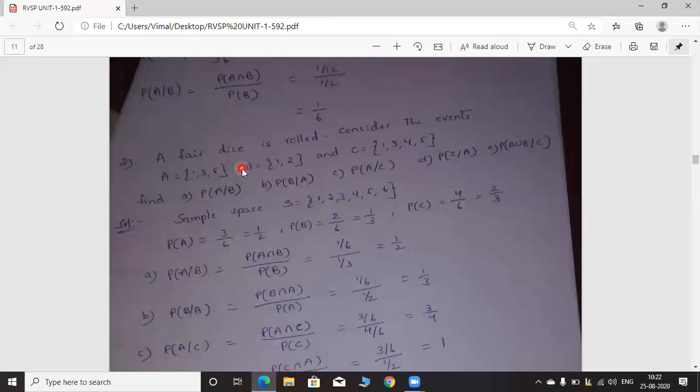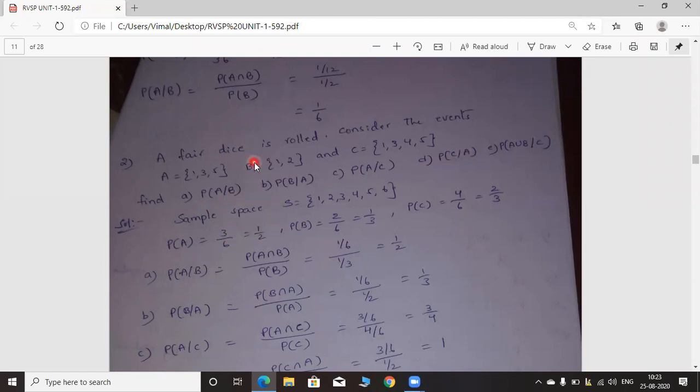If a fair die is rolled, consider the events A is equal to {1, 3, 5}, B is equal to {1, 2}, C is equal to {1, 3, 4, 5}. Okay, then find: first bit, probability of A given B; second bit, probability of B given A; third bit, probability of A given C; fourth bit, probability of C given A; fifth bit, probability of A union B given C. So we have to solve 5 bits here. All bits are based on the conditional probability concept only.